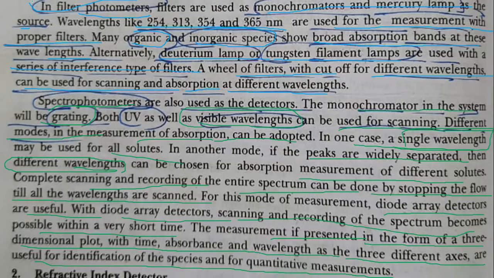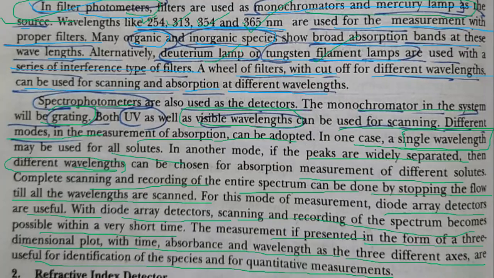Okay, and another is the filter photometer. Filter photometers use filters as a monochromator, and a mercury lamp as the source of light. So wavelengths of about 254, 313, 354 and 365 nanometers are used for the measurement with the proper filter. Many organic and inorganic substances or species show a broad absorption band at these wavelengths. Alternatively, a deuterium lamp or tungsten filament lamp can also be used with a series of interference type filters.